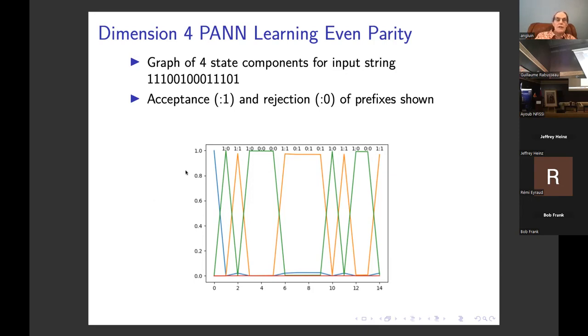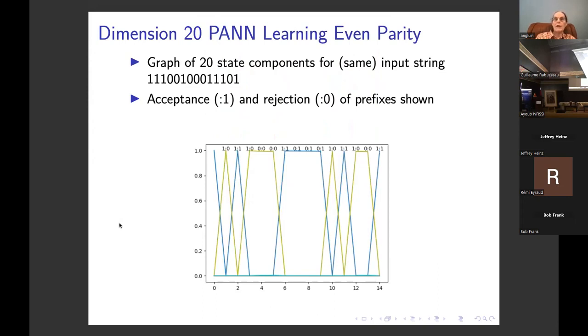You can see on the first one, the prefix is rejected because the parity is odd, and we have this green peak. On the second one, the prefix is accepted because the parity of ones is now even. We have this orange peak. On the third one, we reject the prefix, and then we have zeros where we continue to reject the prefix. And in general, the behavior is pretty state-like in the components graph.